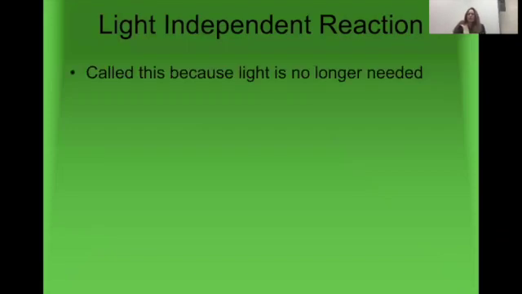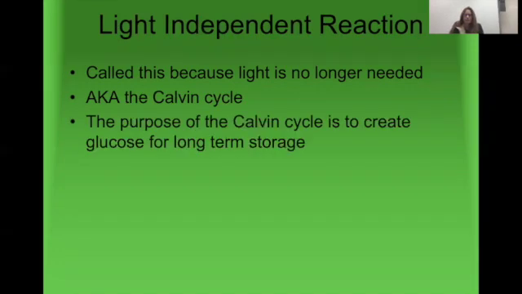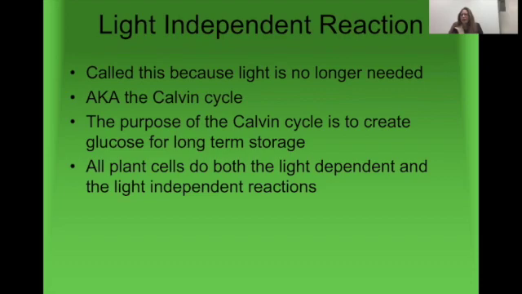Light independent reaction used to be called the dark reaction, kind of a misnomer. It happens in the light and the dark, but the key here is that it doesn't need light. It will occur if we have enough ATP and NADPH and we don't have any light. Another name for it is the Calvin cycle, after the guy that discovered it. And the purpose is to take that ATP and that NADPH and create a long-term storage of energy, and that long-term storage is glucose. All cells of the plant are going to do both, light dependent and light independent. The key here is that the light independent reaction will not occur until after the light dependent has.